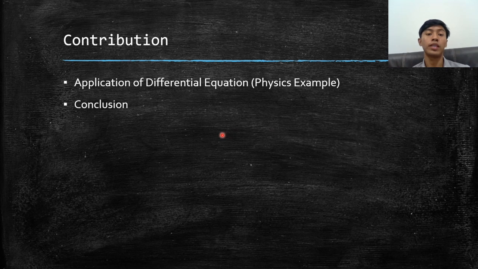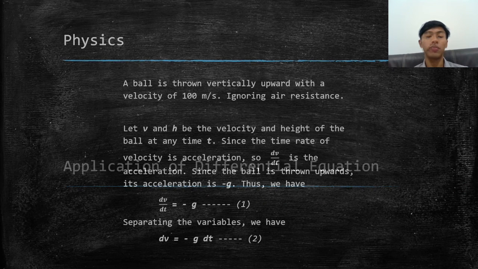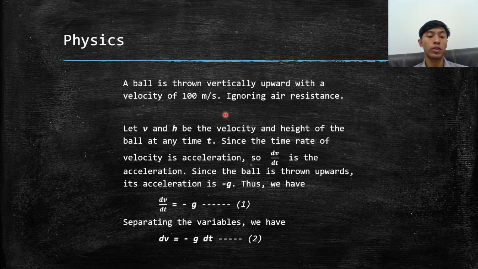My contribution is the application of differential equation in physics, with an example in physics, and also the conclusion. Application of differential equation in physics. I chose the free falling ball for the application. A ball is thrown vertically upward with a velocity of 100 meters per second, ignoring air resistance. The first equation that we get is dv over dt equal to negative g. So we separate the variables because we want to integrate both sides. So we move the dt to the right side.